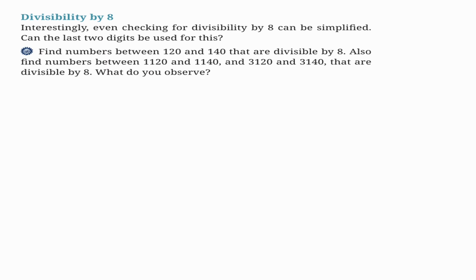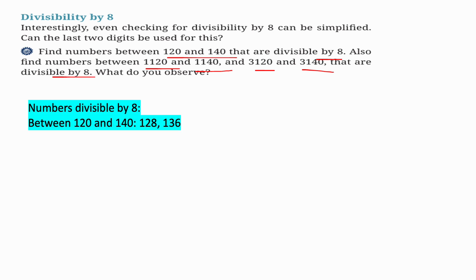Divisibility by 8. Interestingly, even checking for divisibility by 8 can be simplified. Can the last two digits be used for this? Find numbers between 120 and 140 that are divisible by 8. Also find numbers between 1120 and 1140 and 3120 and 3140 that are divisible by 8. What do you observe? So numbers divisible by 8 between 120 and 140 are 128 and 136.